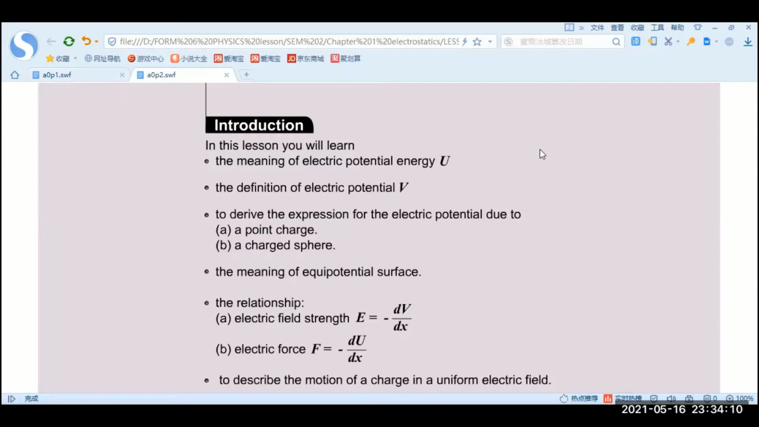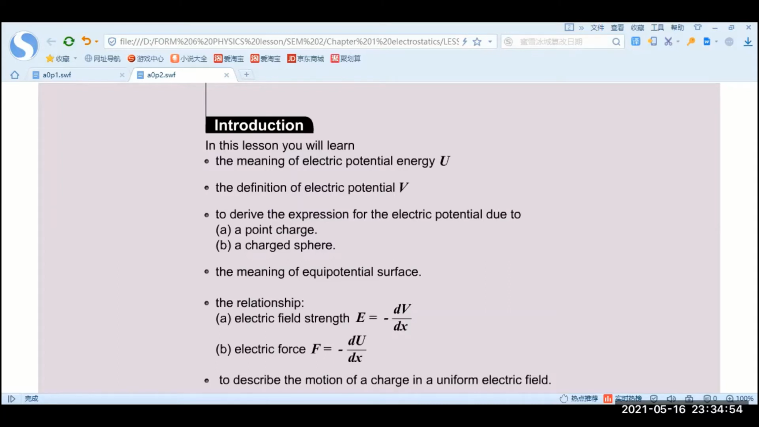In this lesson, you will learn the meaning of electric potential energy U, the definition of electric potential V, and to derive the expression for the electric potential due to a point charge and a charged sphere. Next, the meaning of equipotential surface. And next, the relationship of electric field strength E equals negative dV over dx and the electric force F equals negative dU over dx. Finally, to describe the motion of a charge in a uniform electric field.